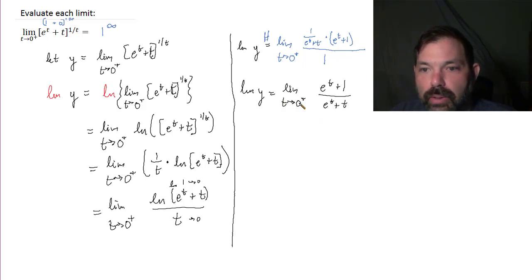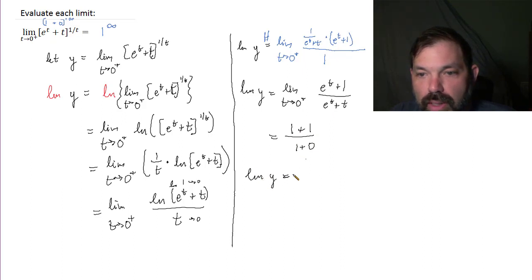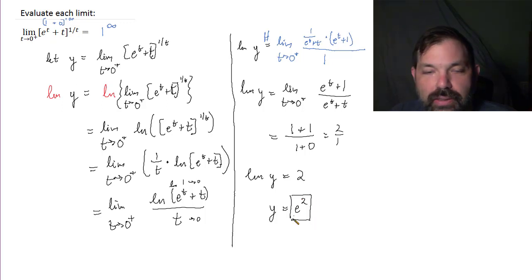Now, letting t approach 0 on the right, e^0 becomes 1. So this is 1 plus 1 over 1 plus 0. So the natural log of y is 2 over 1, which is 2, which means that y is e squared. And so this limit is e squared.